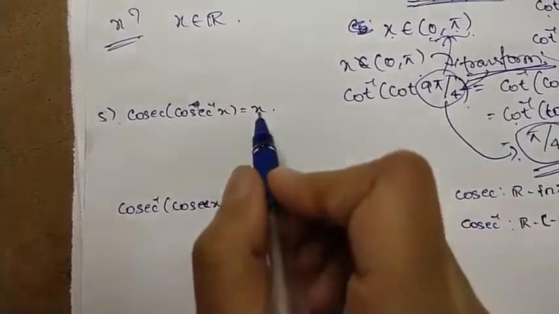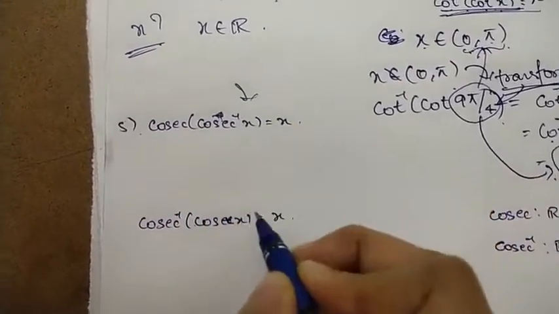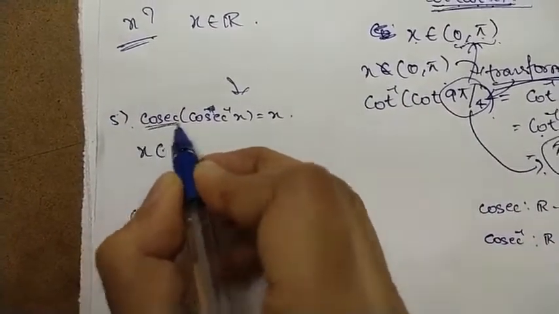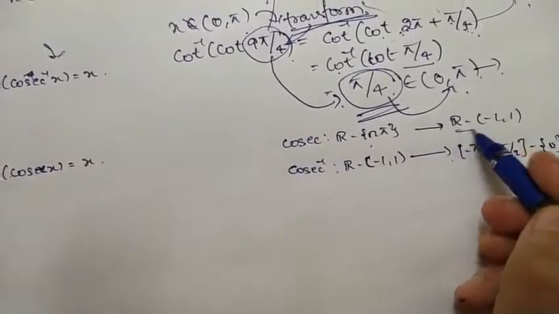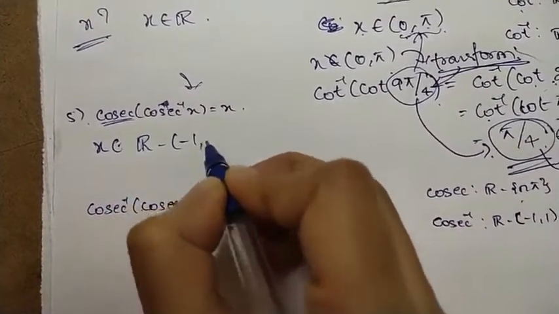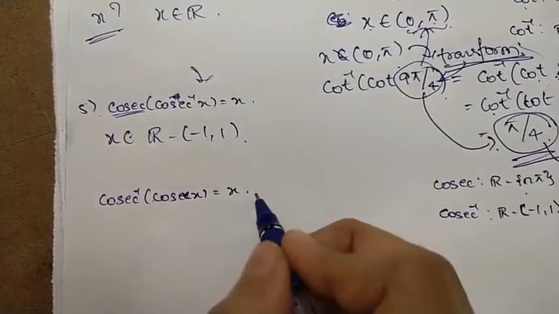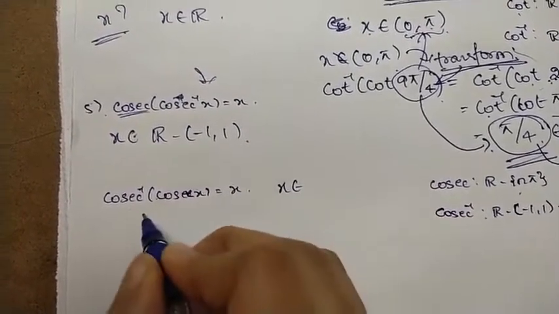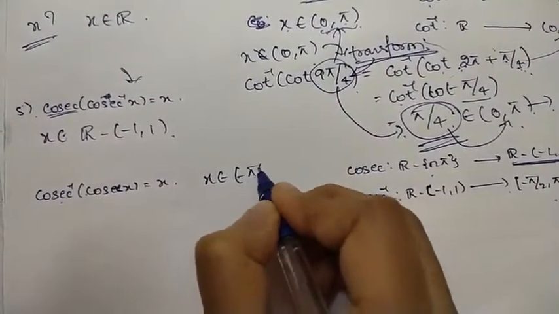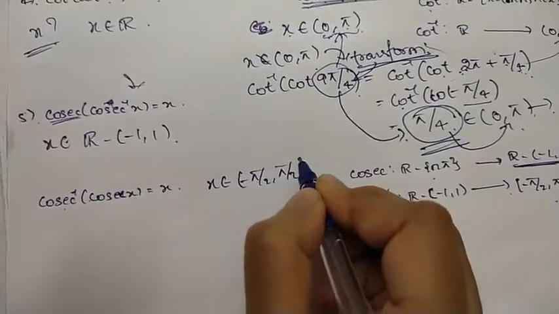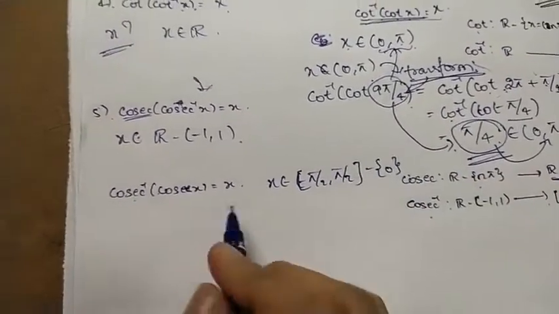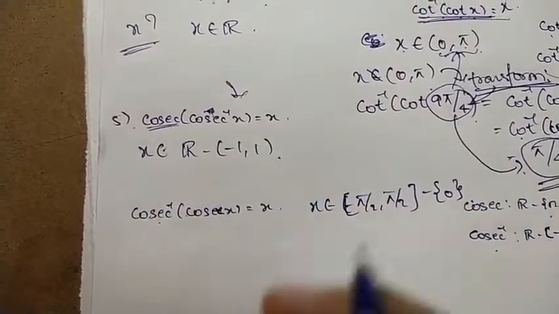Here again, what is x in both the cases? That is the thing here. So clearly here x belongs to the range of cosecant function. What is the range of cosecant function? That is the set of real numbers minus the -1 to 1 interval. Then what about the x here? Here x belongs to the range of cosecant inverse function, that is x belongs to minus pi by 2 to plus pi by 2 minus 0. So now you know what is the x value in both the cases.